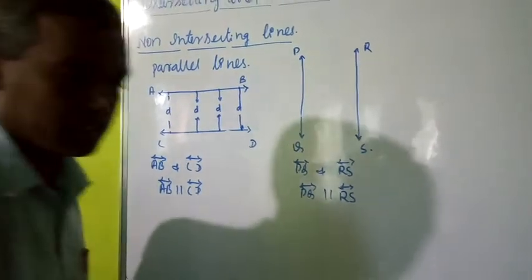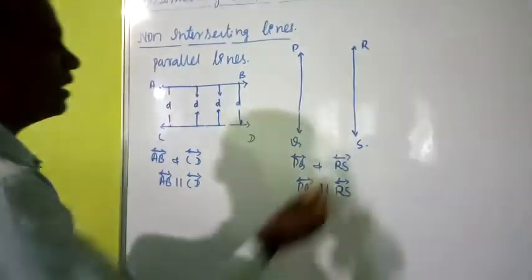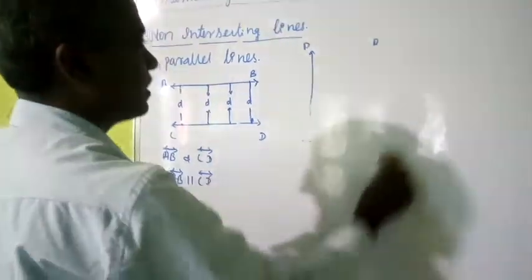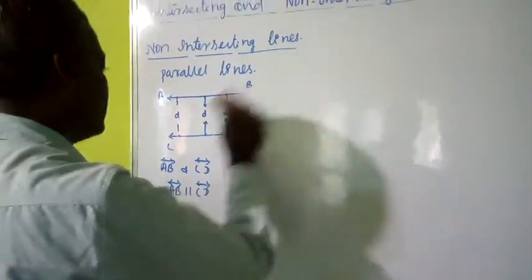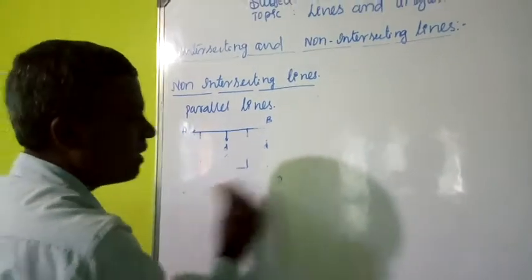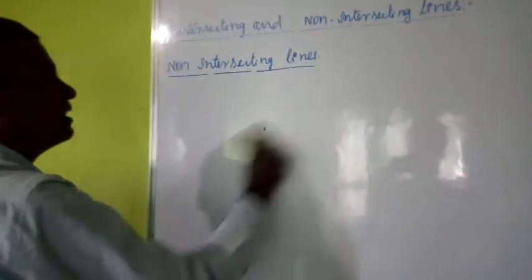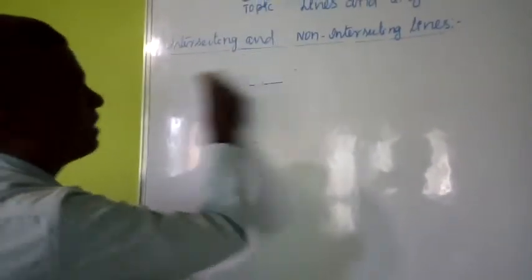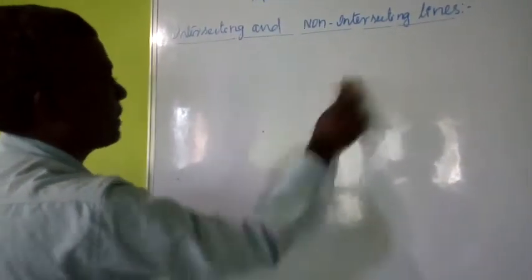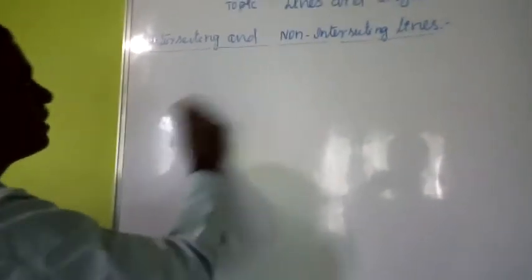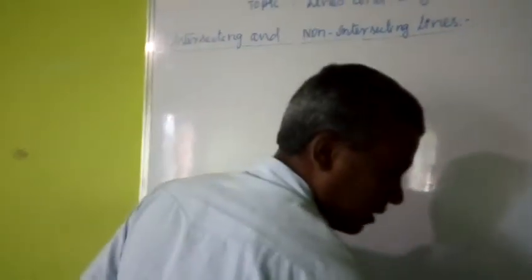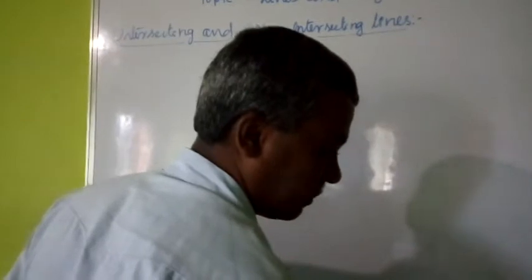Okay, students. So this is about intersecting or non-intersecting lines. Once again, what is meant by non-intersecting lines? That is also called parallel lines, because between the parallel lines the distance remains the same between the two perpendicular points. Okay, students. So based on this, we move on to the next concept.